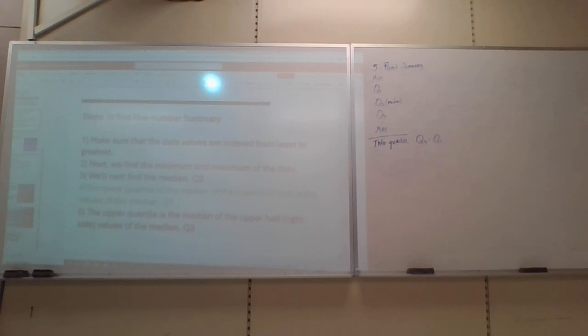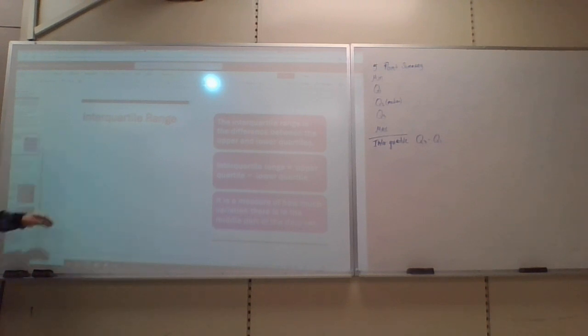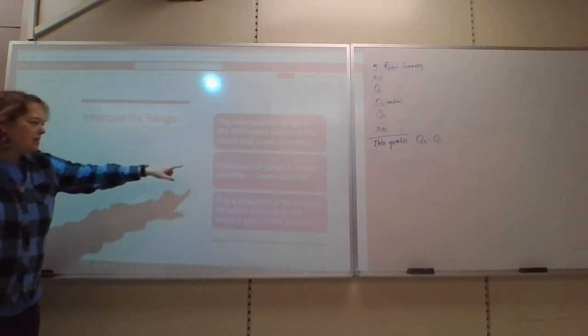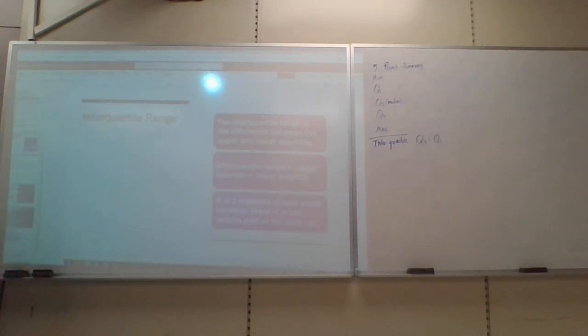Okay. Now this is the range of the interquartile I was talking about. That is the difference between the upper and the lower quartiles. That's the reason I said Q3 minus Q1. So as I said here, this is the equation here. The interquartile range is the upper minus the lower. It is the measure of how much variation there is in the middle part of the data set.